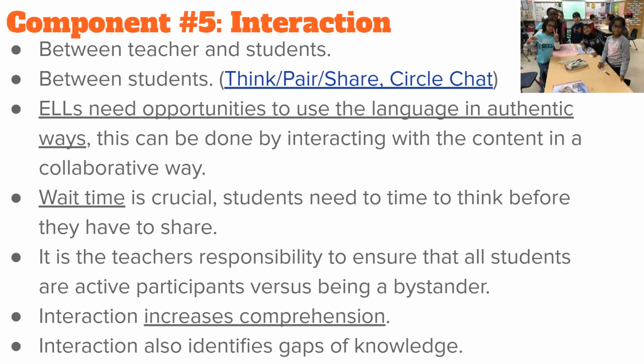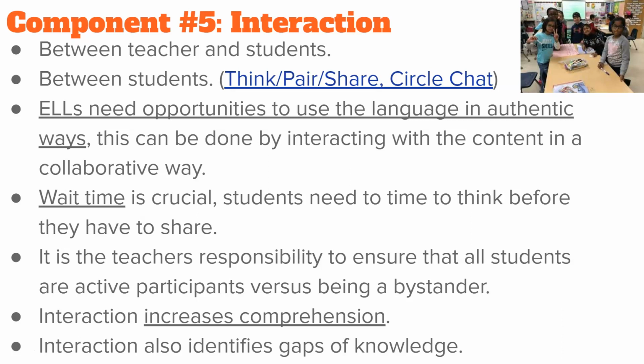Okay, the next component is interaction. So teachers need to mindfully monitor the interaction between teachers and students. So how much teacher talk time students are getting, how much student talk time they're getting, and also monitor the interaction between students. ELLs need opportunities to use language. They need that opportunity to practice what it is that they're learning. So they need to be able to practice using language. And if you don't give them talk time in class, they don't have time to practice.